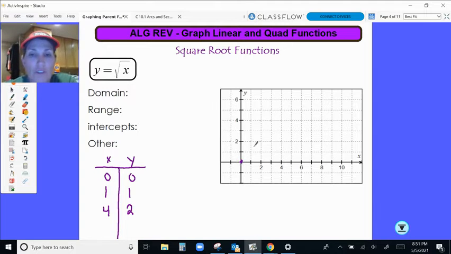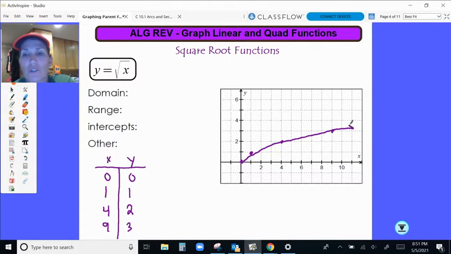So it's going to be 0, 0; 1, 1; 4, 2. If I did 9, that's the next easy square number, right? Square root of 9 is 3. So 9, 3. Those are my key points of a square root function. This is what it looks like. It starts at 0 and branches up. Keeping in mind all these key points, when we go to graph the transformations, you know what they are. My parent function is always going to be from 0, over 1 up 1, over 4 up 2, over 9 up 3, because it's a square root.